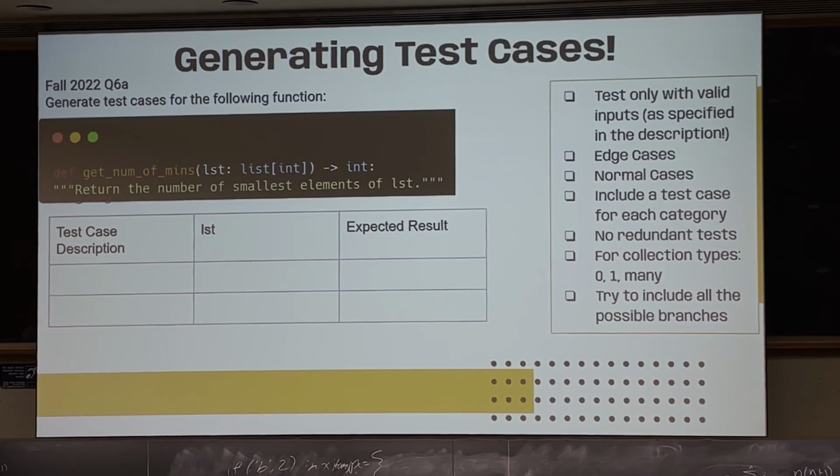Yep. Empty list, sure. Anyone else? Yep. All the integers are the exact same value. So you have, like, all ones. Okay. Yeah. A list with only one element in it. Sure. Yep. You can have a list with many elements in it, but only one minimum number. And then anyone else? Yeah. Like a couple of minimum numbers, a couple of different ones.